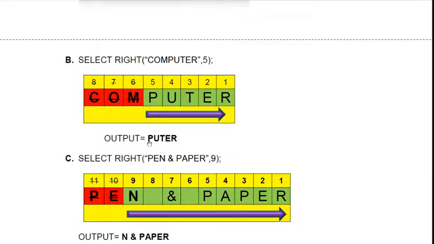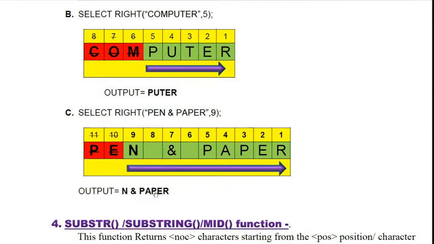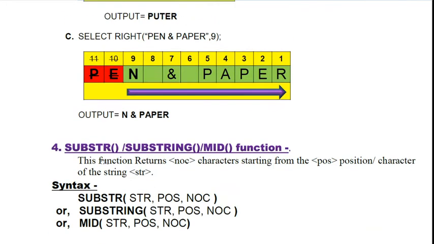Okay. Next, right pen and paper comma 9. See the mapping of the letters. How many letters? 9 letters from the right hand side. Just count 9 letters from the right hand side. So it will start printing from this place: N, space, ampersand symbol, blank space, then PAPER. So the output is this.